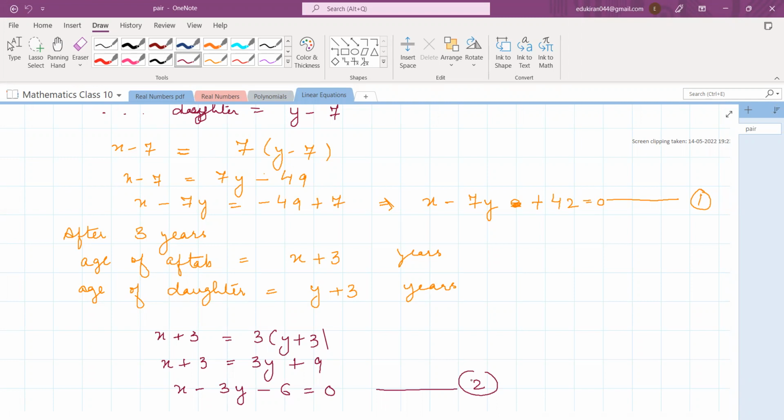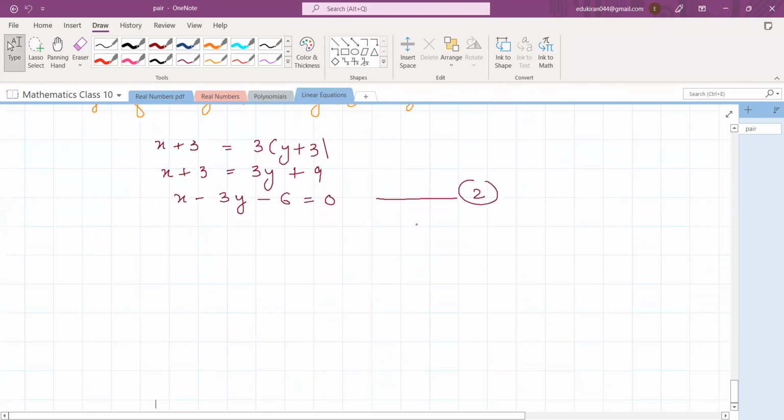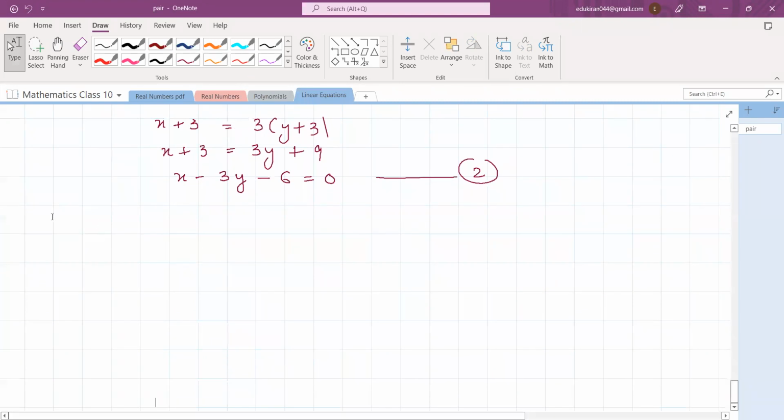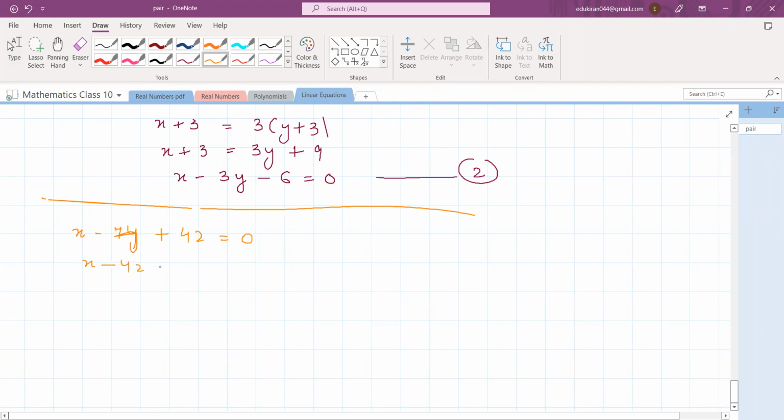Now graphically also I have to represent this situation. Right? Yeah. Let us try it graphically. So again, come to the first equation now. What was the equation? X minus 7Y plus 42 is equal to 0, right? So this will give me X minus 42 is equal to 7Y, and then your Y will be X minus 42 divided by 7, right?